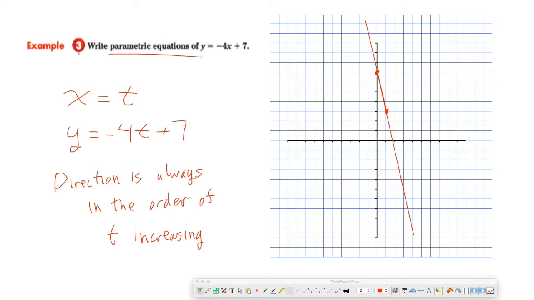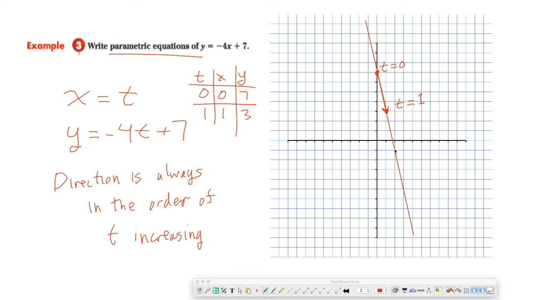So when t equals 0, what's going on? Where are you when t equals 0? Where are we? 7 on the y-axis. Perfect. When x equals t, so when t is 0, x is 0, put a 0 in here, we're at 7. Where are we when t equals 1? X is 1, and y is? 3, very good. -4 times 1, 3, okay. So here's t equals 0, here's t equals 1.